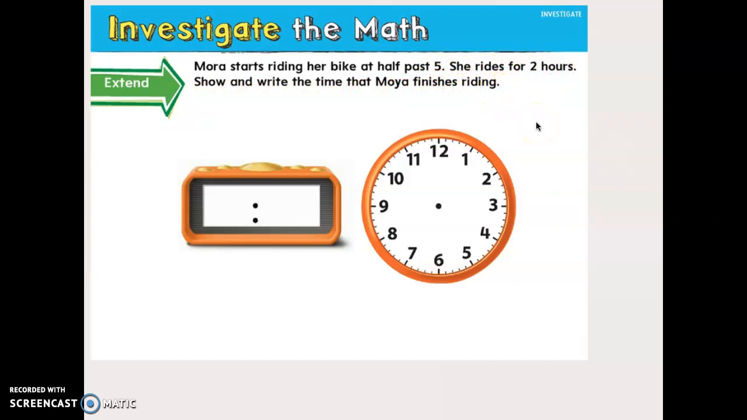So for me, I'm going to start with my little paper clock. And I'm going to start by showing half past 5. Well, I know that it's past 5, so I'm going to have my hour hand on the 5, and then half past is on the 6, or that is read 5:30. Okay, so if she rides for 2 hours, I am simply going to think about it as 5 plus 2 would be 7. So for 2 hours would be, 1 hour would be 6:30, 2 hours would be 7:30.